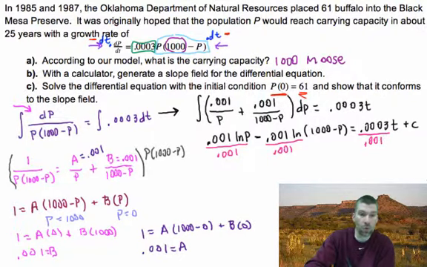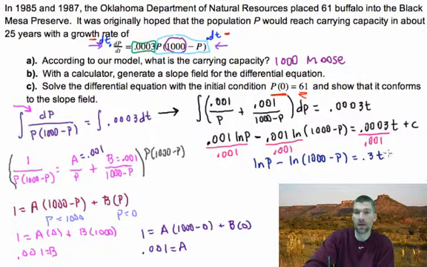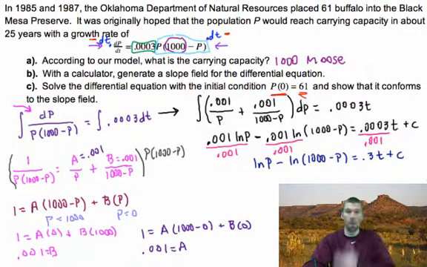And I'm going to work with, from here on in, this equation right here. Natural log of p minus natural log of 1,000 minus p equals 0.3t plus c. Okay? All right.